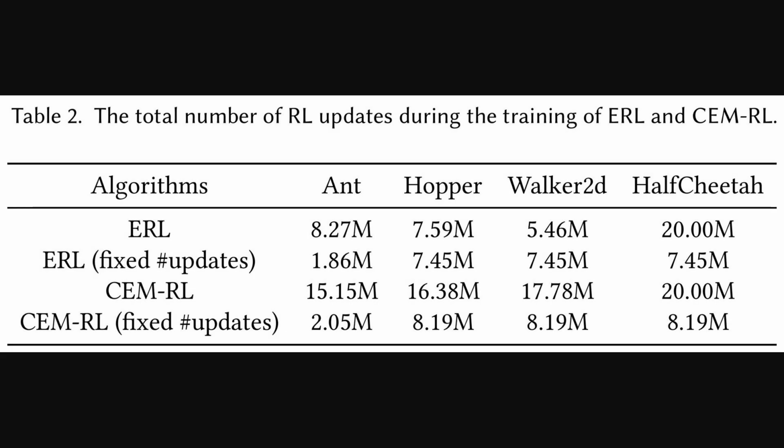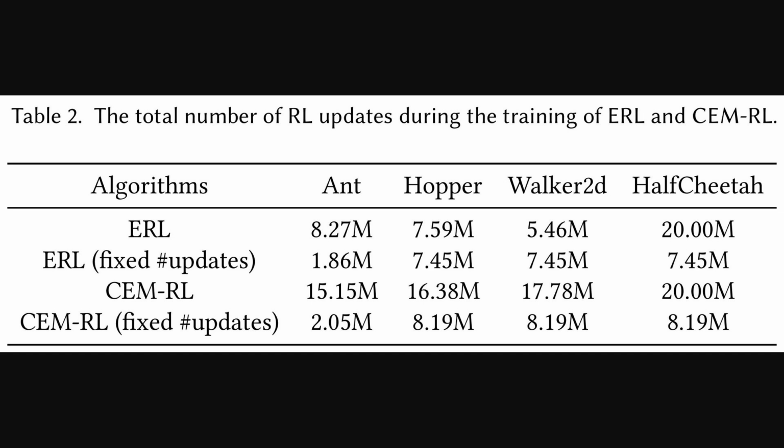Alright, so shifting from those performance graphs, Table 2 gives us a different perspective. It shows the total number of reinforcement learning updates, which is essentially how many times the AI models refine their strategies during the training of evolution-guided reinforcement learning, or ERL, and cross-entropy method reinforcement learning. This is for those same robotic tasks, like ant and half-cheetah.